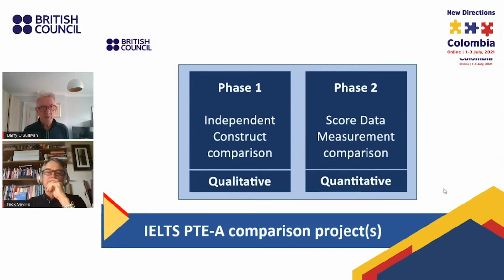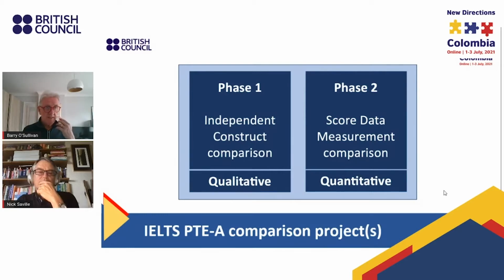The first element was an independent construct comparison. That's what we called it at the time. I probably wouldn't use the construct comparison anymore, because I think nowadays we think more of the construct as being the content and the measurement. But the idea being that we try to look at how the construct might be operationalized in the test. So what are the different tasks in the tests doing?